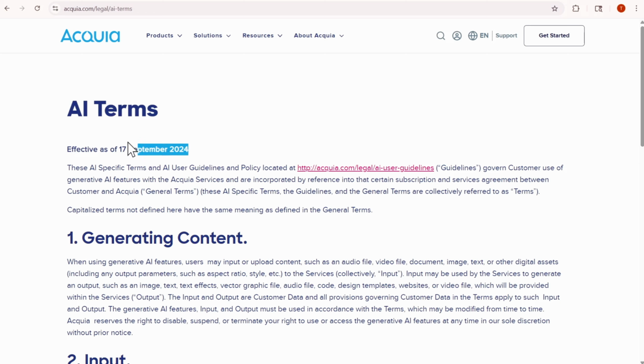So this was last updated in 2024. The question that I generally have when I see these AI terms that were drafted at this time is, since this period, there have been many AI legislation that have come out not just in the United States, but in other geographies. And those could impact how a business rolls out its AI solution.